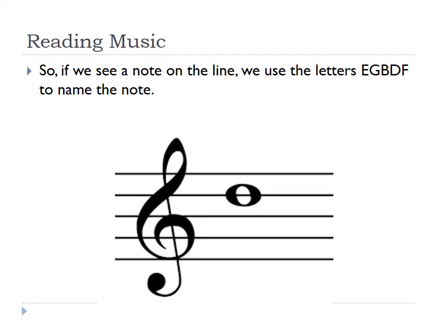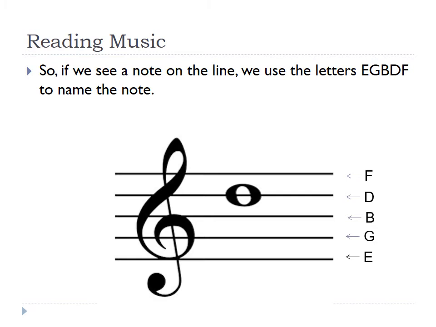Let's try this example here. Again, we ask ourselves, is the note on the line or is it in the space? And we can see that it is on the line. The note sits with a line through the middle. And if we go from the bottom, we can say E for every, G for good, B for boy, D for deserves, F for football. So if we look up at this example, it is on the fourth line, so it must be a D.